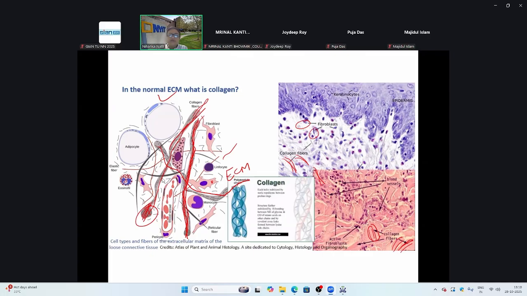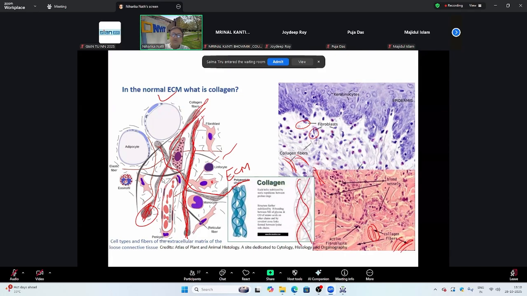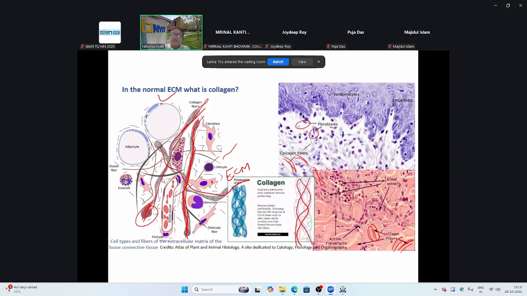So collagen typically looks like this. If you have a diagram, it's a triple helix. One, two, three. It's a triple helix. So if you ever see a diagram, it's a triple helix, that's just collagen.